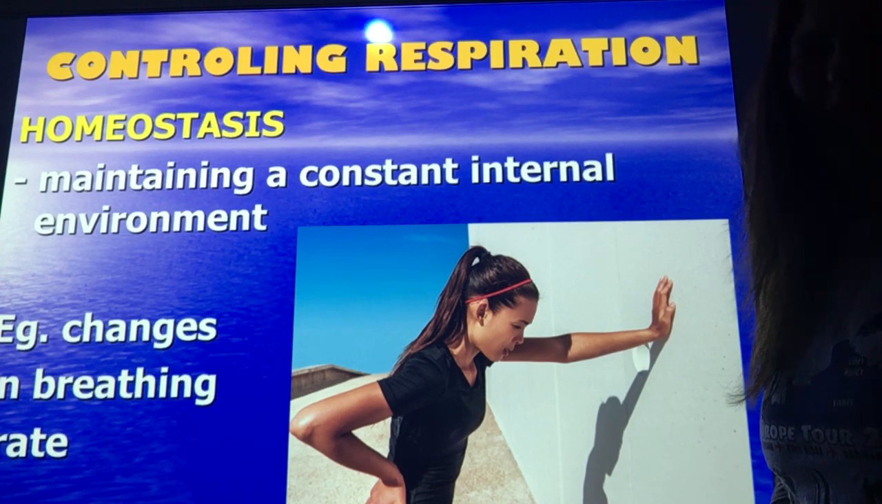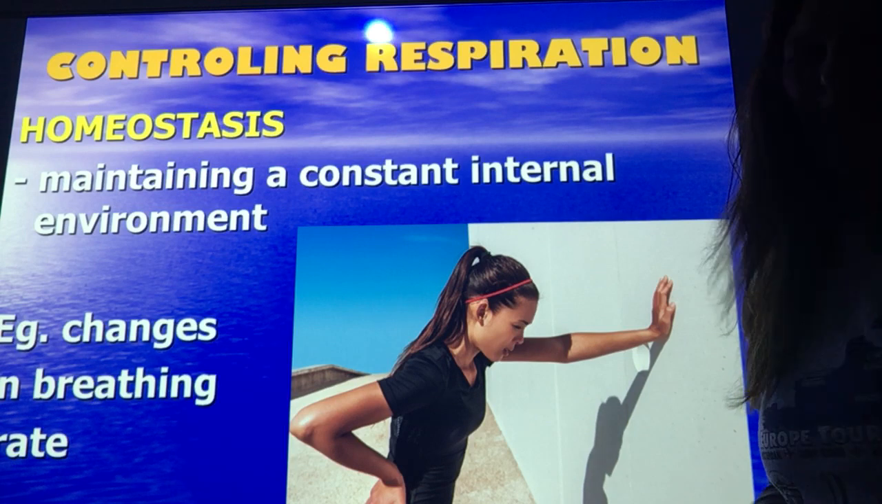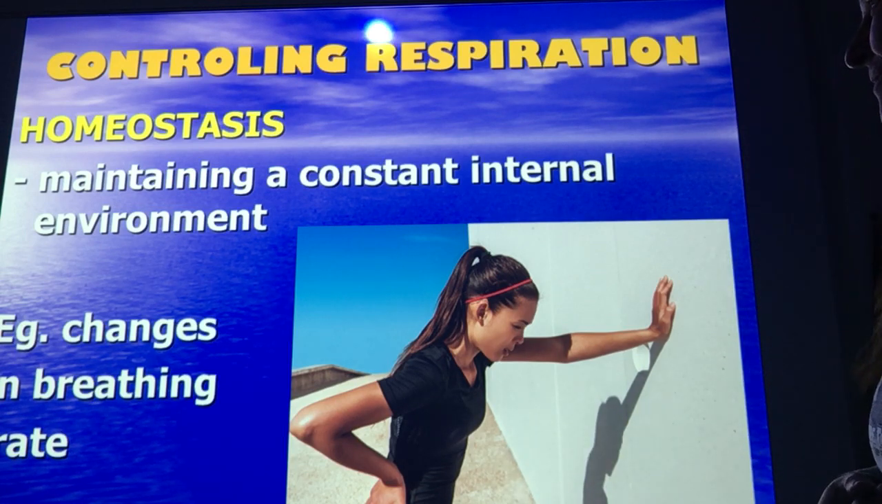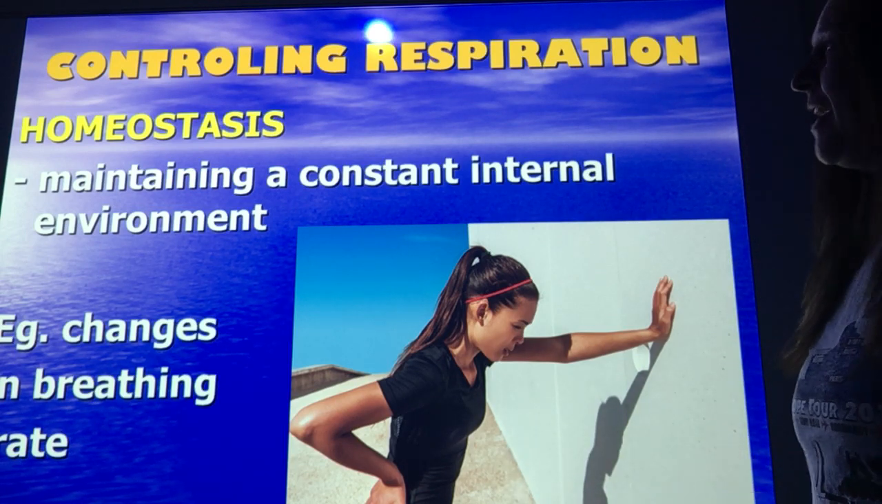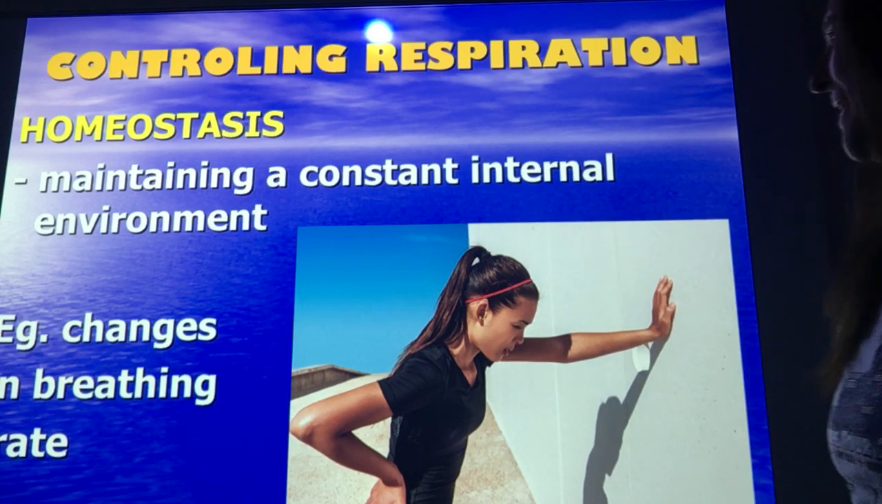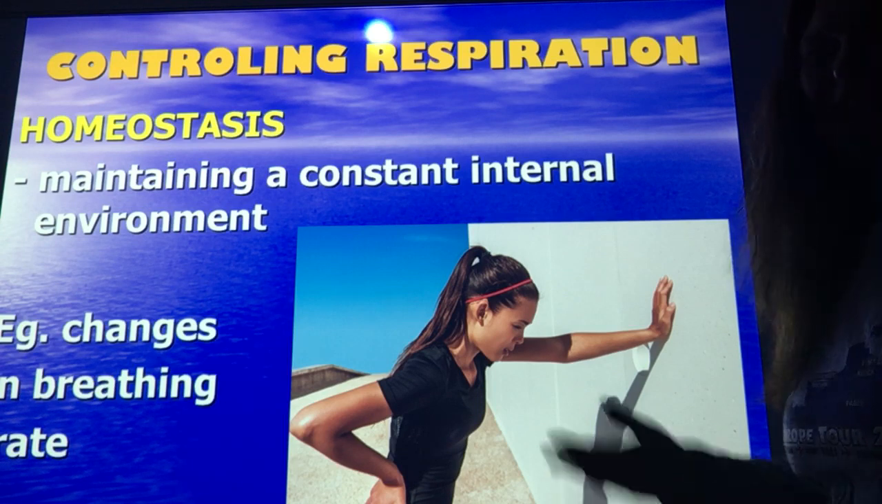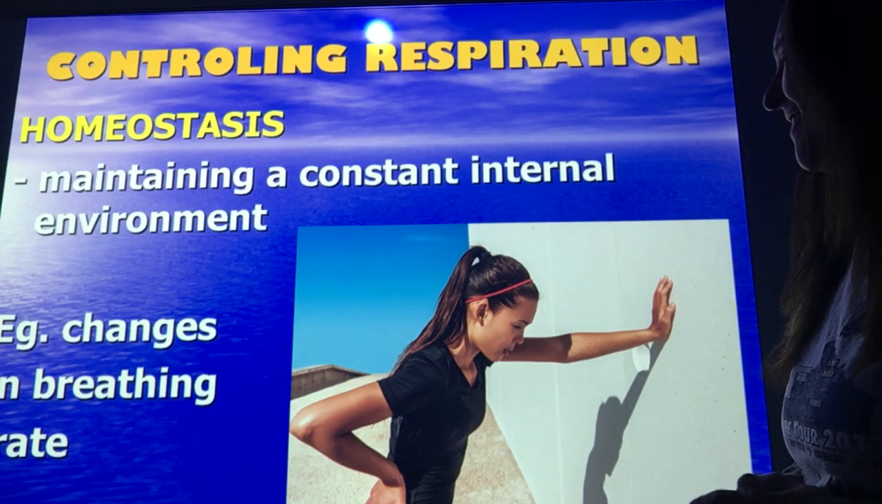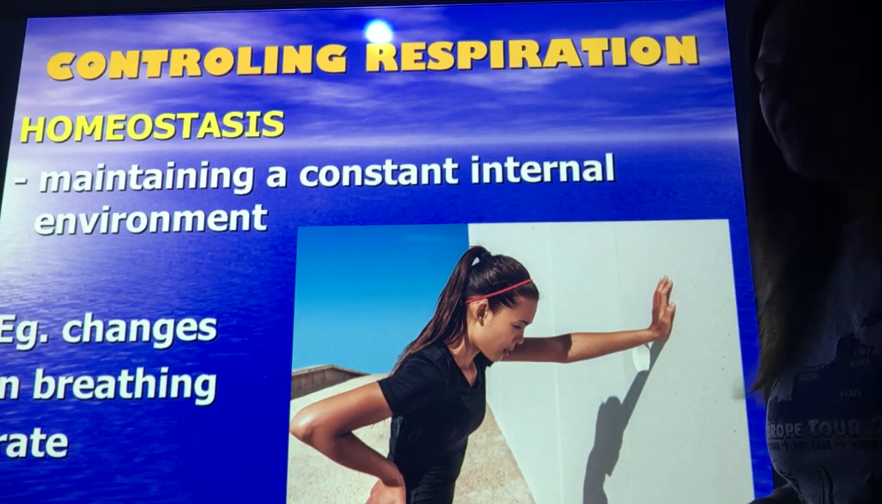Last class you learned about the mechanics of breathing, and if you've completed 8-1, you basically know the structures and functions of the whole respiratory system. So how do we control respiration? Homeostasis, you should know what homeostasis is by now, maintaining that constant internal environment. It's a question on every test and every unit we've had so far. So basically it's your change in breathing rate.